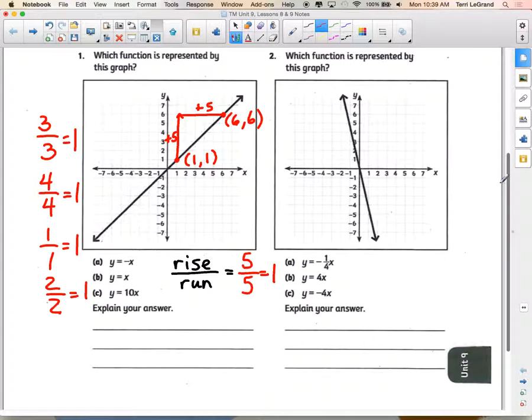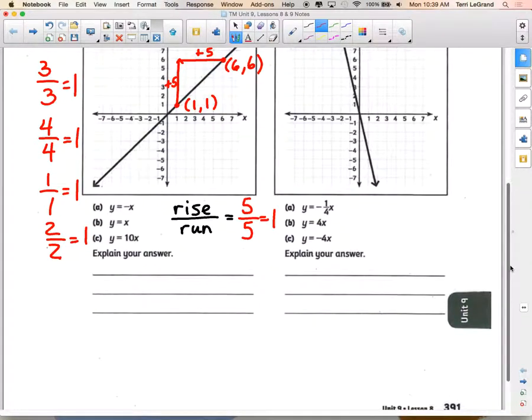So which of those 3 functions would be the equation of this line? A, y equals negative x. B, y equals positive x. Or C, y equals 10x. What do you think it is? If our multiplier on x is 1.